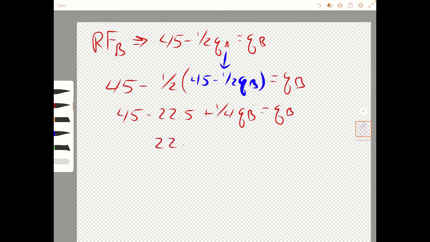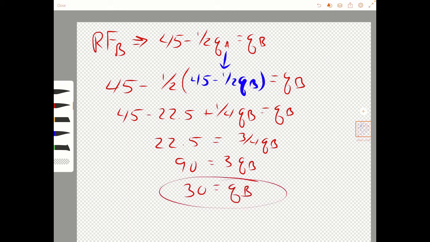Now we just need to simplify this. So 22.5 is equal to 3/4 QB. Multiply each side of this equation by 4, which gives us 90 equal to 3 QB. Divide each side by 3, and lo and behold, we have our value for firm B. The amount that they will produce is 30.